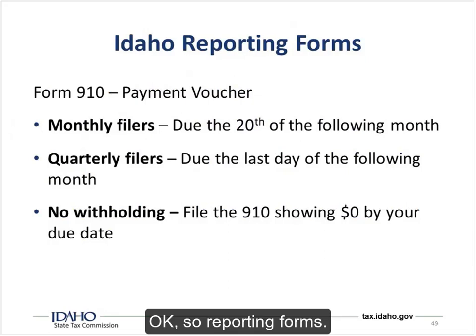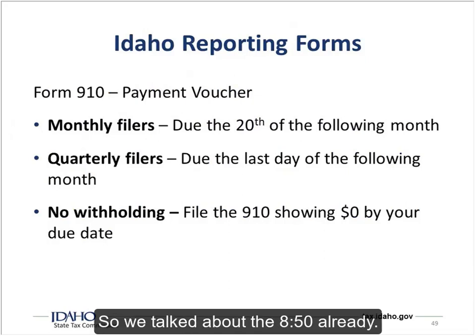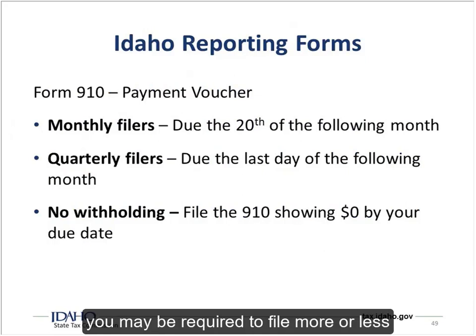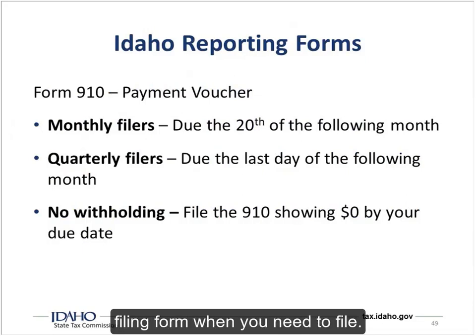Okay, so reporting forms. So we've talked about the 850 already. There's another one called the 910, which is a payment voucher. Depending on your volume, you may be required to file more or less frequently than monthly or quarterly. The due date will show on the actual filing form when you need to file. And then you are required to file even if there's $0 to report.